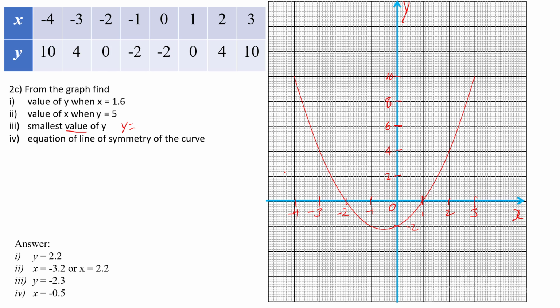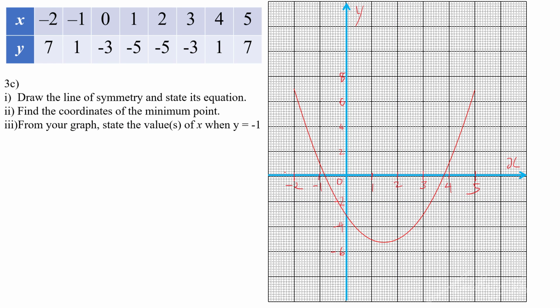And moving on to the next question, you are supposed to draw the line of symmetry and state the equation. Second part is the coordinate of the minimum point. And the last part is find the value of x when y is equal to negative 1. And if you need the answer key, they are down here. Alright, so please check your answer to see whether you are on the right track.